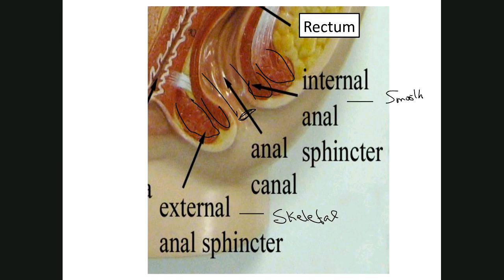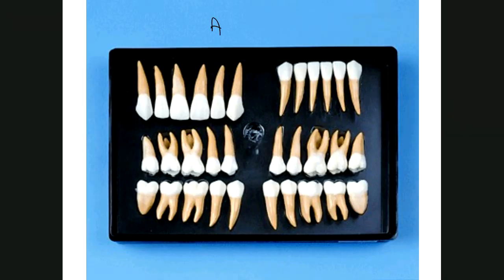So that's the GI tract. But remember, not only do we have the GI tract, we also have these accessory structures. And so we're going to look at these accessory structures. And the first one we're going to look at are the teeth. So let's look at teeth. So here's a full set of adult teeth. And if I count those adult teeth, I have 32 adult teeth.